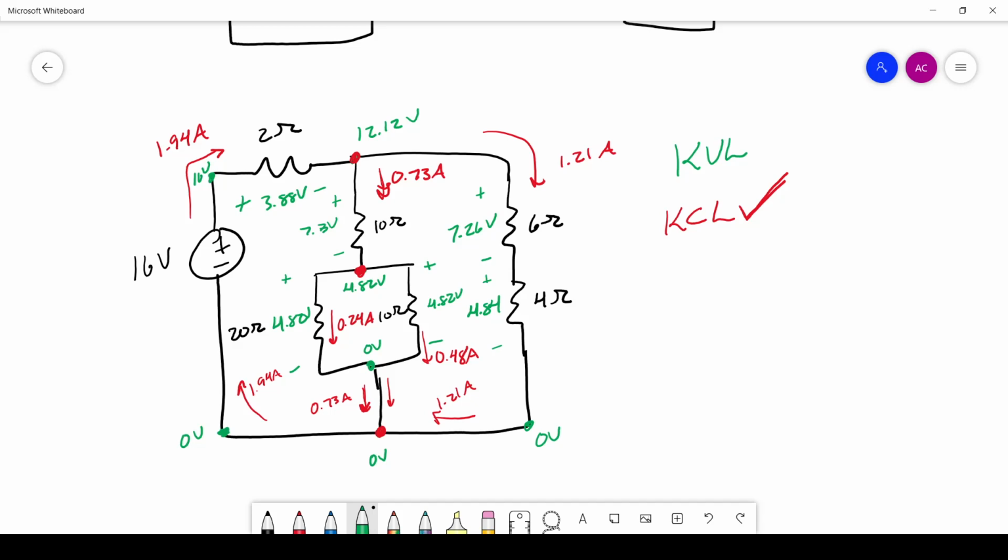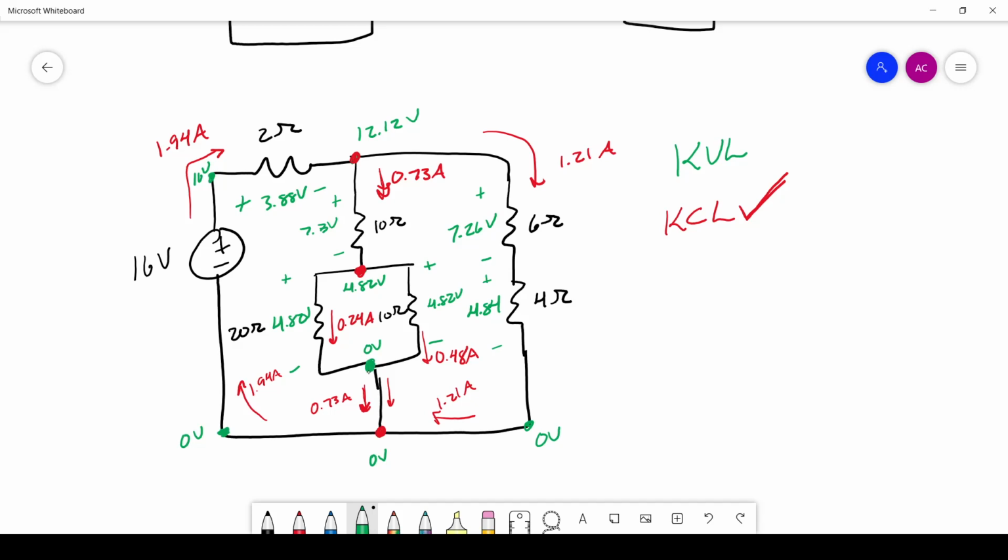Let's see. Well, there's a couple of other loops here. And this is something we haven't really talked about yet, so this is a good time to talk about it. So here we have a little loop. So what we can do is we can start here.